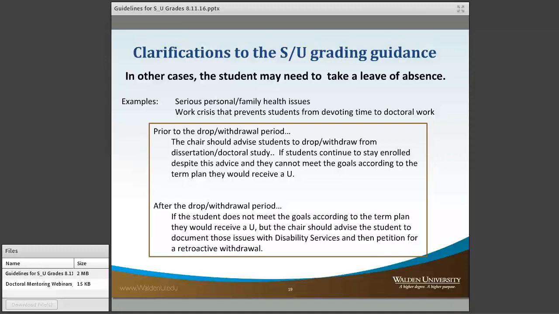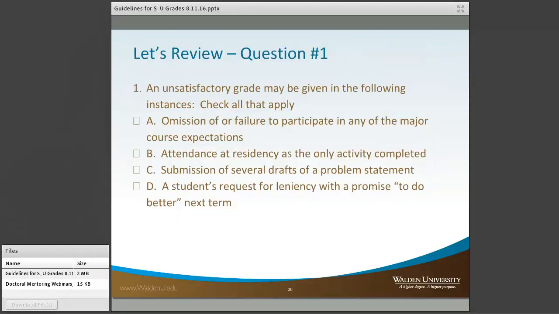I know all of us have challenges getting our students to understand that it is actually okay when warranted to take that leave of absence, but it is important to have that conversation with them.